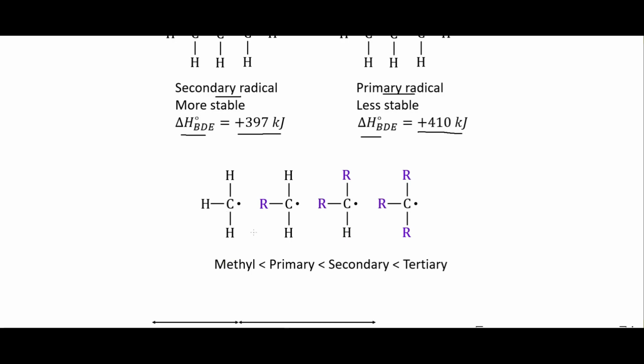And so in general, as you add more non-hydrogen substituents, so these R groups, onto the carbon, the more stable the reactive intermediate, the more stable the radical is going to be. So the methyl is the least stable, primary is more stable than that, secondary more stable than that, tertiary even more stable than that.